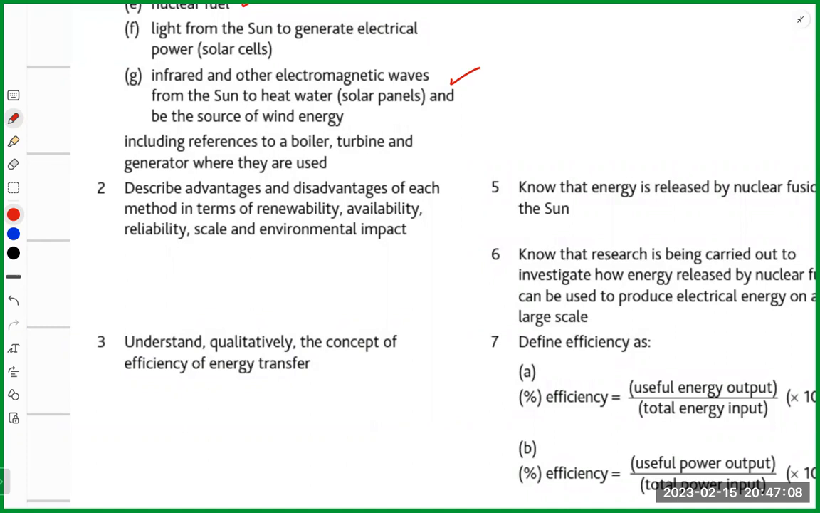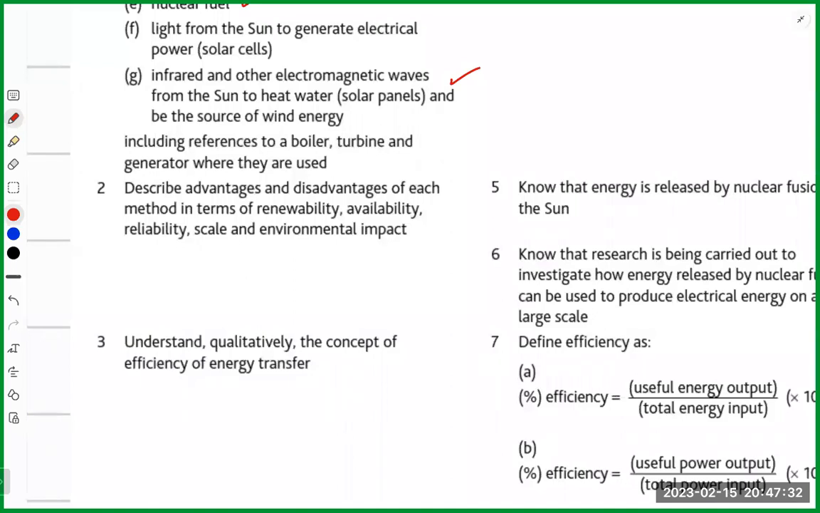Like we need huge space. We have to depend on daylight. We cannot produce electricity where there are clouds all the time. If we have less sunny days, then electricity will be less. So everything has pros, everything has cons, and you should know all of them.